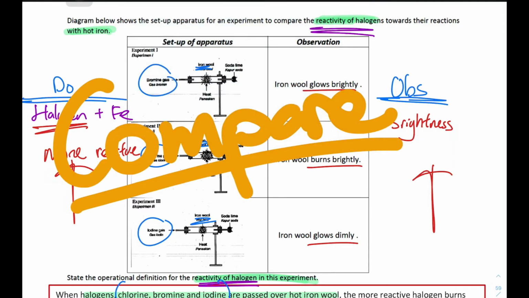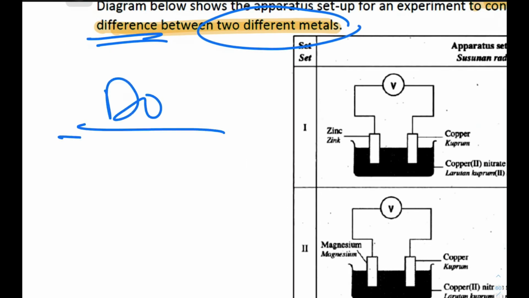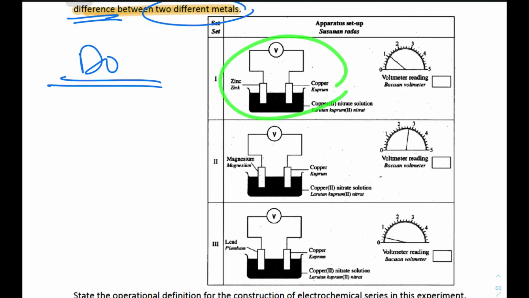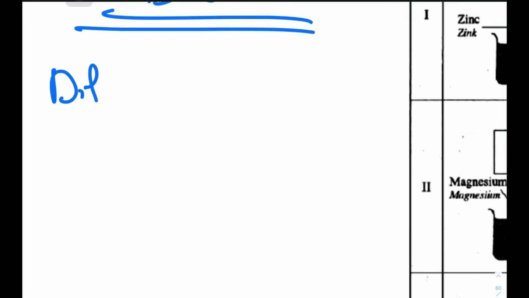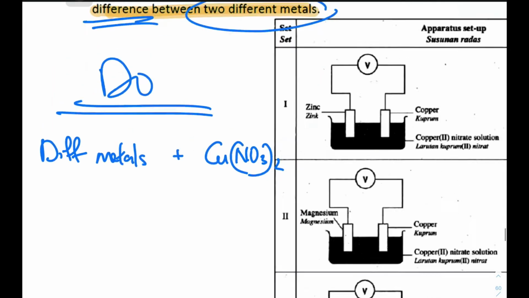Now, let us look at the next experiment. This experiment is carried out to construct the ECS based on the potential difference between two different metals. So how can you get potential difference, which is voltage, by using two different metals? So what we do in this experiment is, can you see? We are putting different pairs of metal into the copper 2 nitrate solution. This is what we do.